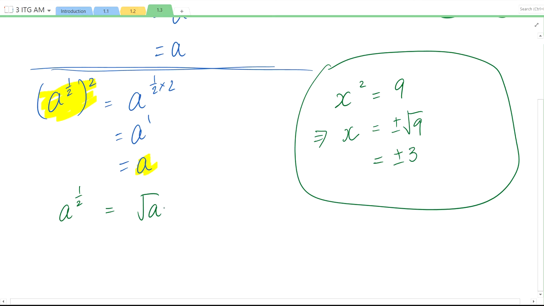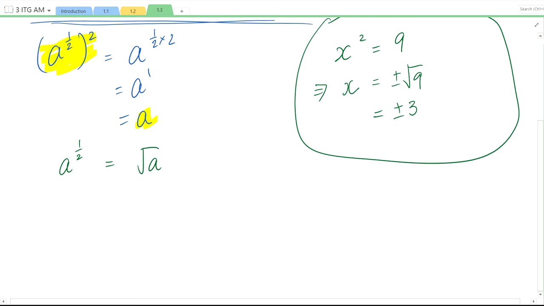You may be wondering why there isn't a negative, why isn't there a plus minus, why am I just taking the positive value? So you read what is written on page 13 under section B, the first sentence. Here we have a to the power of half is actually equal to square root of a.